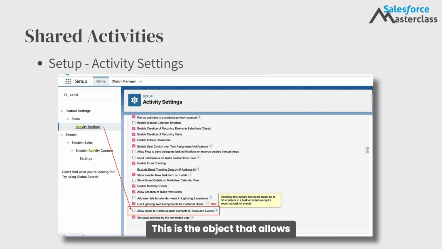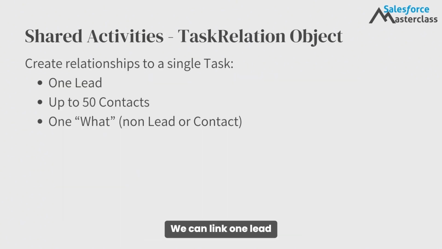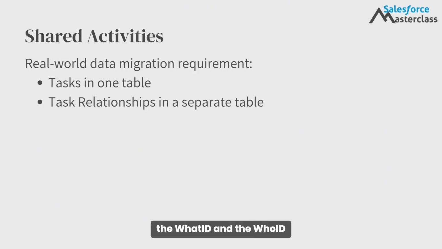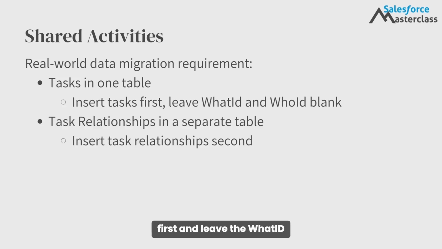This is the object that allows us to create task relationships. We can link one lead up to 50 contacts or one whatID record to a single task. Since we're able to insert tasks with the whatID and the whoID defined during the initial insert, why would we ever need to insert records into the task relation object? Well, many databases include the whatID and whoID in the activity table already, but sometimes you'll receive a database where the tasks are in a separate table from the task relationships. To support this structure, you'll insert the tasks first and leave the whatID and the whoID fields blank. Next, you'll insert the task relationships to associate the related records.